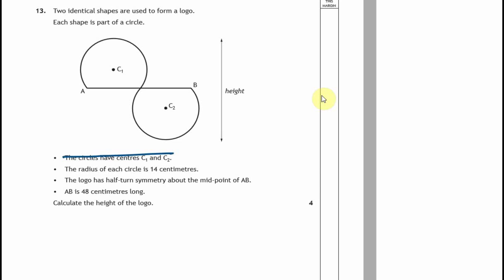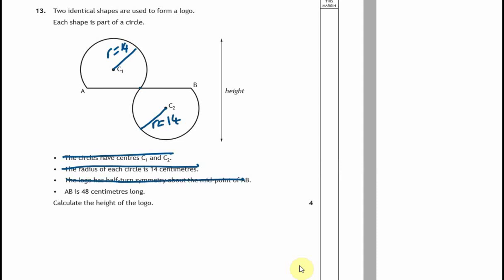That's an interesting thing to point out, so I'm just going to write that in. I'm going to say radius is 14. There's a half turn of symmetry about the midpoint. Okay, so basically they're saying it's the same shape. And AB is 48 long.